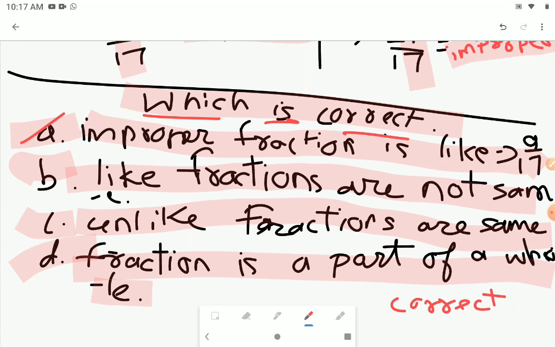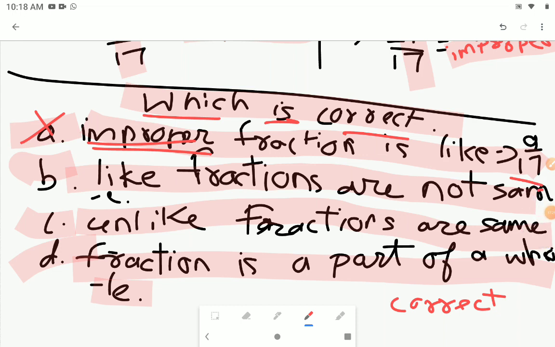A option: improper fractions are written as 9/17, written means this is an example of it. 9 and 17. So is this what improper fraction looks like? Nope, we are wrong in this. 9 and 17, how will it be? 17 and 9 will be the correct improper fraction. So this is wrong.